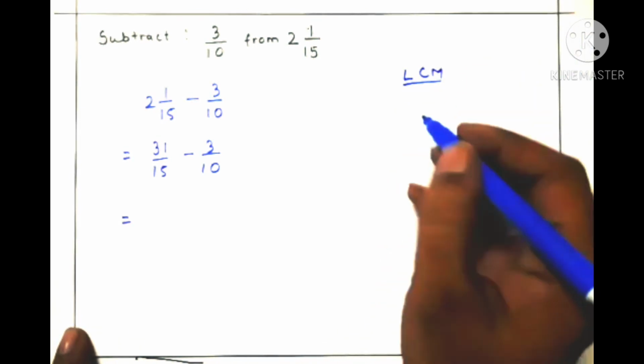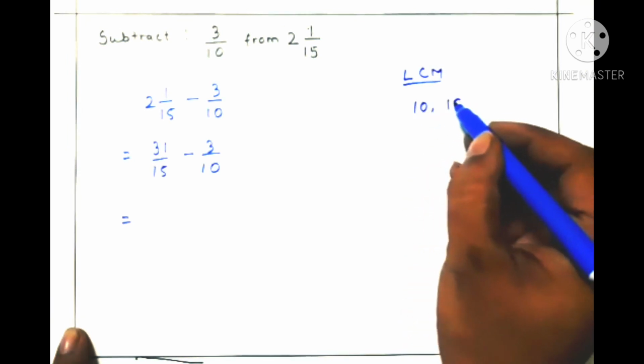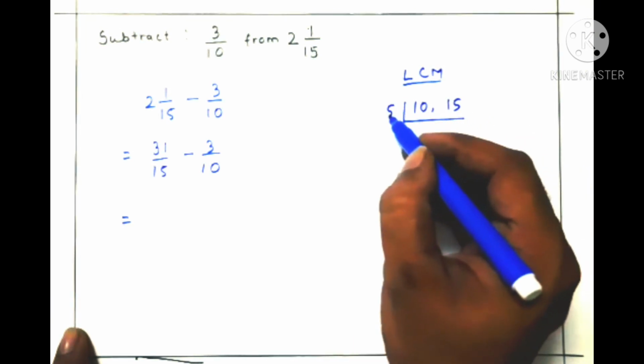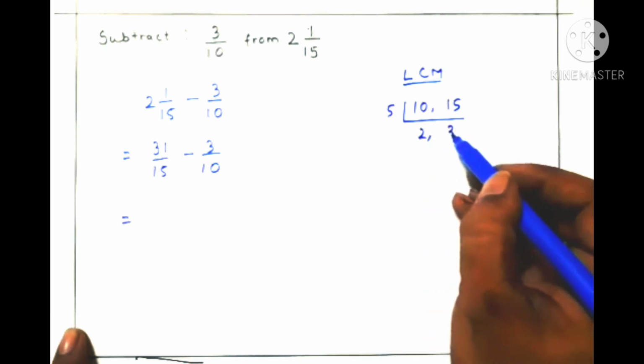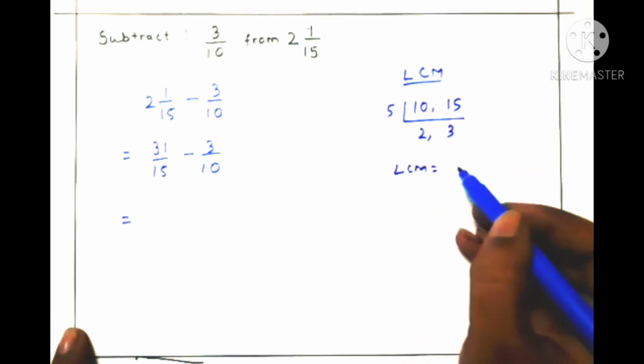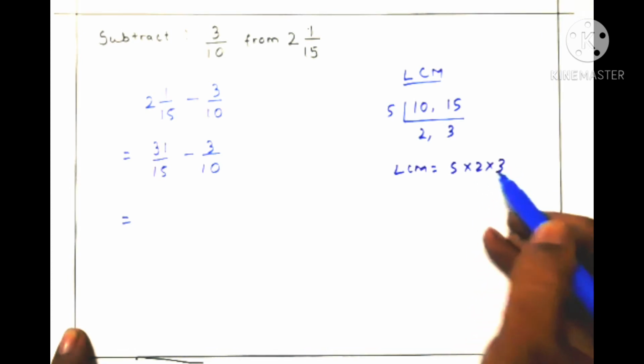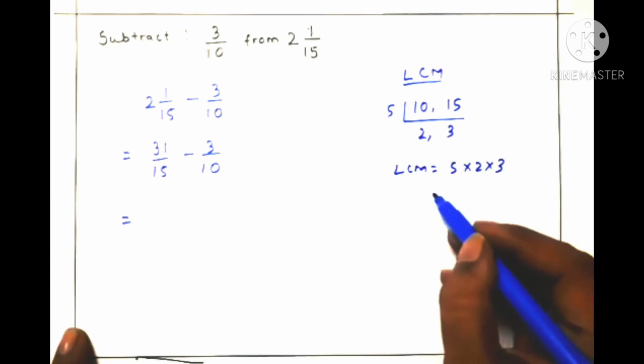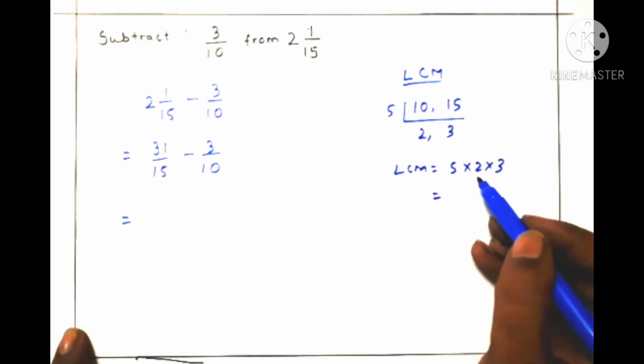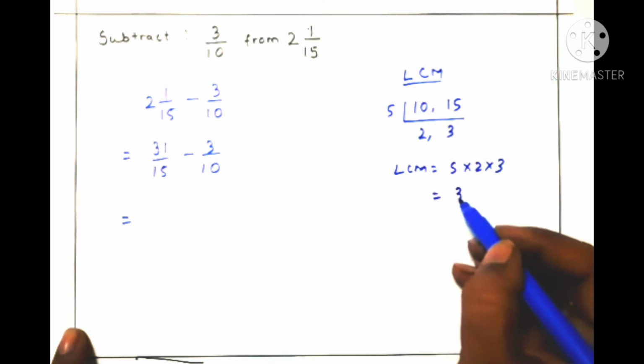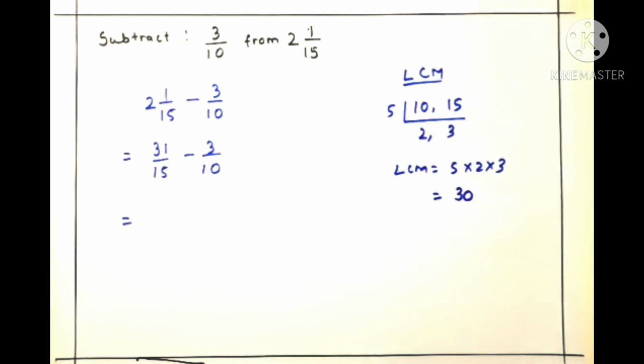So for the LCM of 10 and 15, the denominators are 10 and 15, so we can divide by 5. 5 2s are 10 and 5 3s are 15. So the LCM we get is 5 into 2 into 3, because 3 cannot be divided anymore. So we get 5 2s are 10 and 10 3s are 30. So the LCM of 10 and 15 is 30. We can also do it directly: multiples of 15, 15 ones are 15, 15 2s are 30. Now 30 is in the 15 table and also in the 10 table. So 30 will be the LCM.